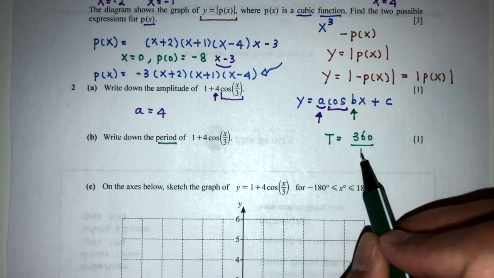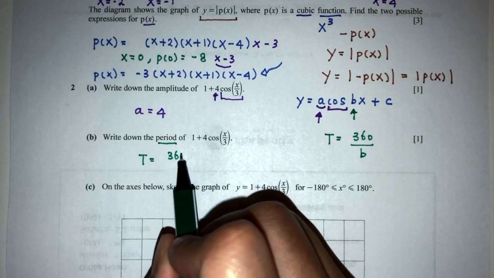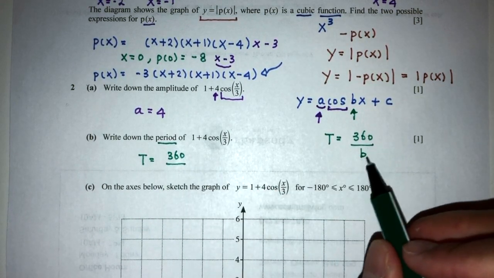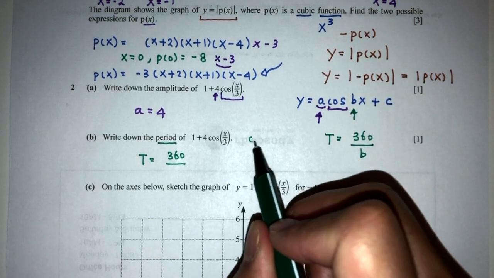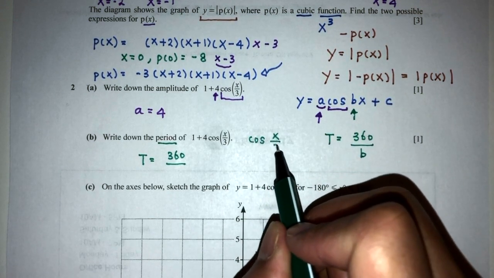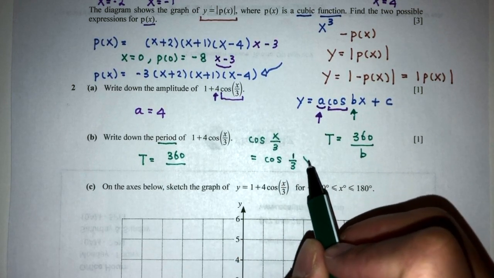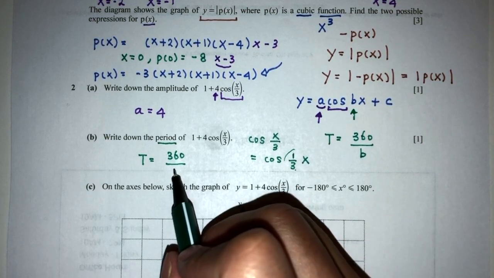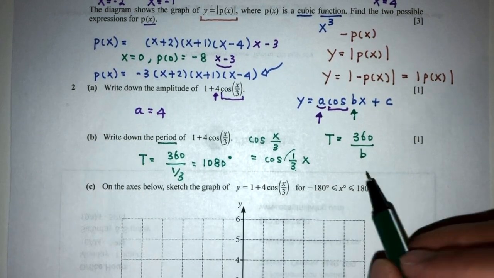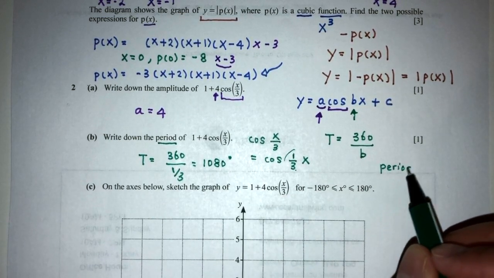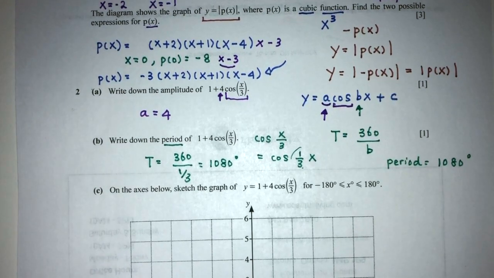So that's how you find the period. Now T will be equal to 360 divided by, what is the value of b in this one? If you observe, it is before the x. So cos x over 3 is simply cos 1 over 3 x. So this will be your value of b. So b will be 1 over 3. And you will get 1080 as your answer. So the period will be 1080 degrees, or you can write your answer in radians as well. It is up to you.